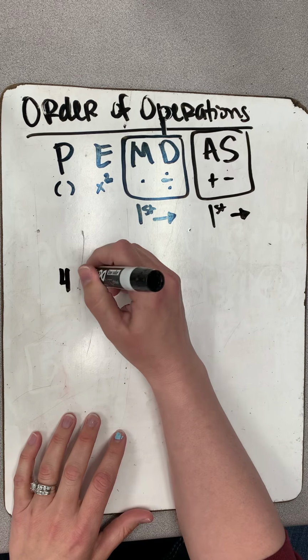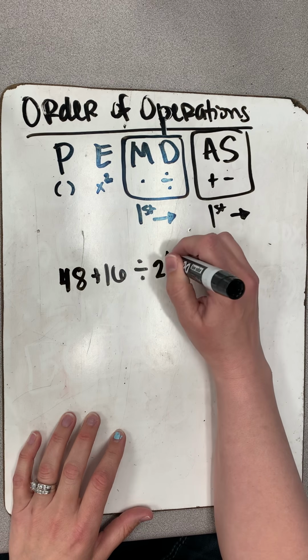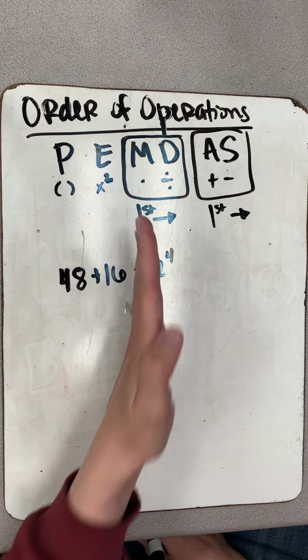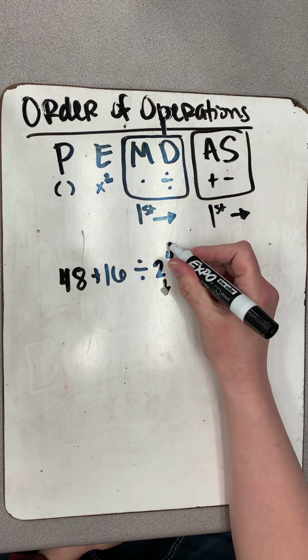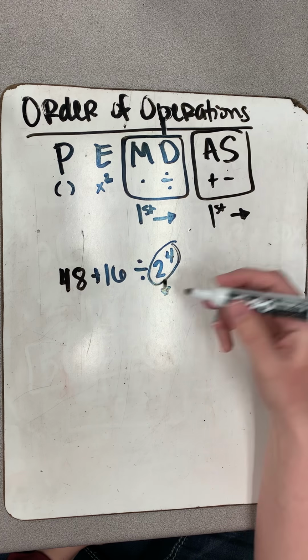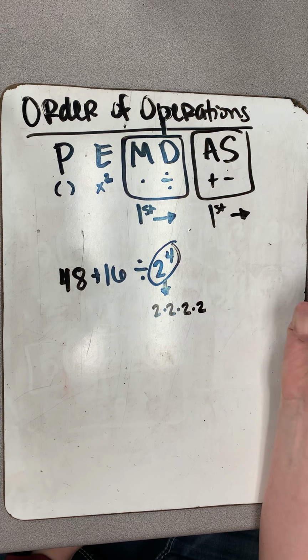The first one, let's do 48 plus 16 divided by 2 to the 4th power. So order of operations says parentheses, exponents. We don't have parentheses, so we move to exponents. We do have exponents. So I am just focused on this right here. I want to find out what 2 to the 4th actually is, which is 2 times 2 times 2 times 2.